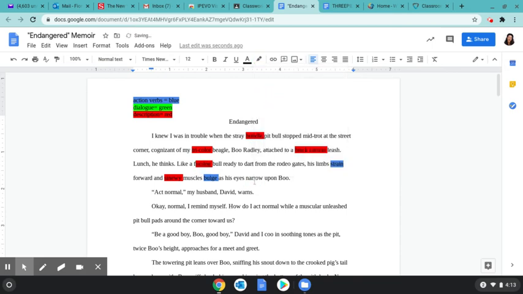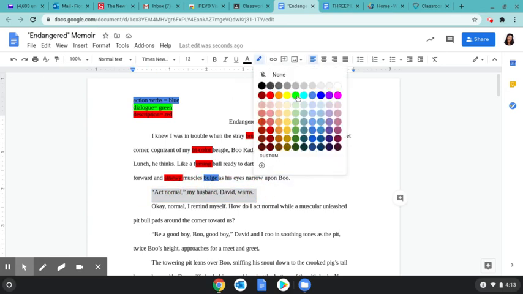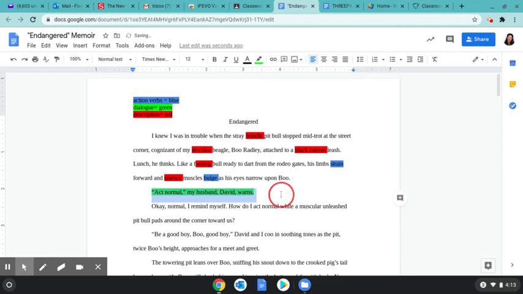"Okay. Act normal," my husband, David warned. So there we go. I have my dialogue. Notice the quotation marks, the comma placement. I'm going to highlight that entire sentence green. So already by paragraph 2, you can see boom, boom, boom. I already have each pillar of narrative writing present. So I would continue in that fashion.